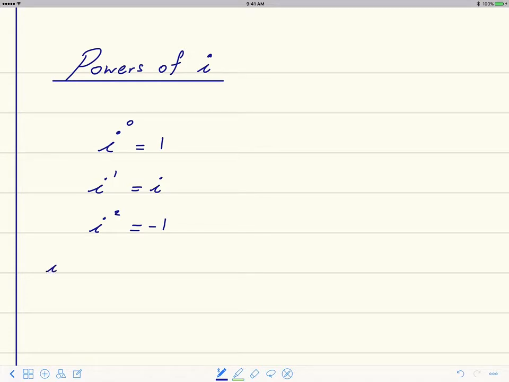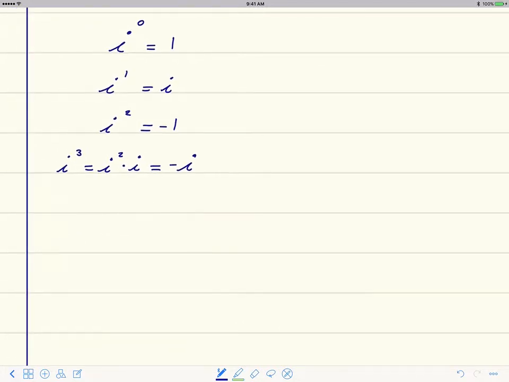So in order to work out i cubed, we're going to write i cubed as i squared times i, and we can replace i squared with negative 1, so the final answer here is negative i. Now let's take a look at i to the fourth. We can write i to the fourth as i squared, squared, and we get negative 1 squared, so we're replacing i squared in here with negative 1, and so the answer is 1.